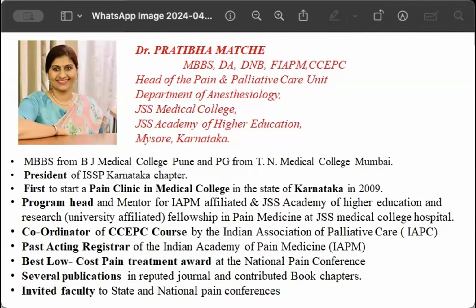Madam is the coordinator of CCAPC course by IAPC, that is the Indian Association of Palliative Care. Madam was the past acting registrar of Indian Academy of Pain Medicine. Madam won the Best Low-Cost Pain Treatment Award at the National Pain Conference. She has several publications in reputed journals and contributed book chapters. And Madam is always an invited faculty to almost all of the state and national pain conferences.